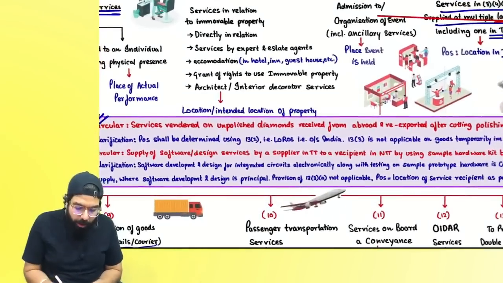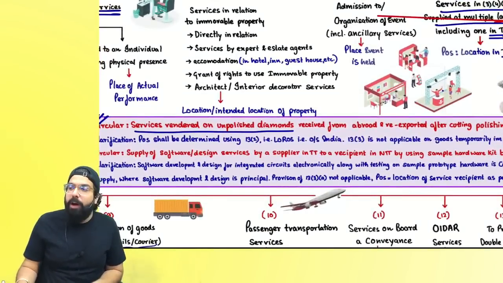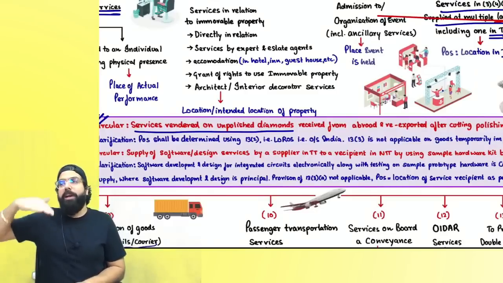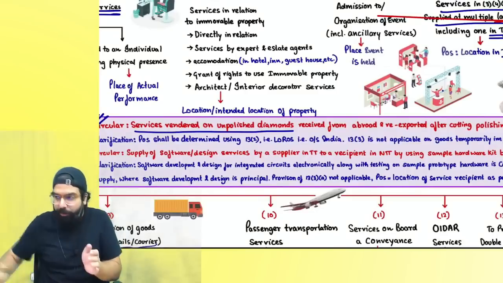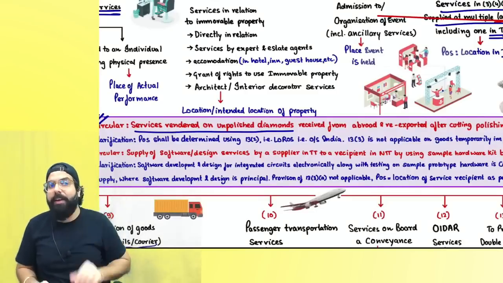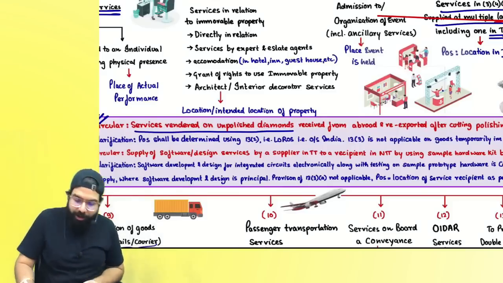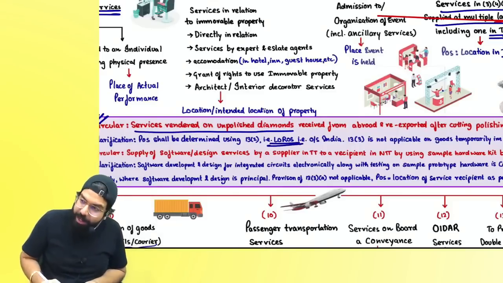They have told us that whenever services are provided for unpolished diamonds which have come from outside India, you have done cutting, polishing, etc. and you have sent them back outside India, in that scenario the place of supply will always be the location of the recipient of service. I hope everyone is clear.